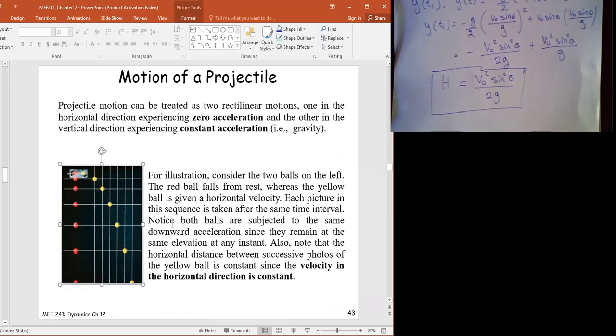Now, can someone tell me what should be my angle in order for me to have the maximum height? 90. 90 exactly. Why? Because sine varies between 0 and 1. The maximum value is 1, so theta equal to pi over 2 gives the maximum. Exactly. So now that would be okay.